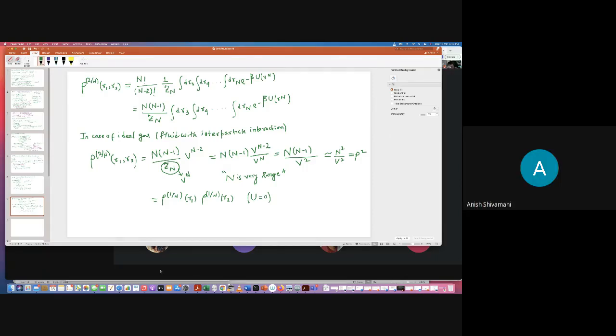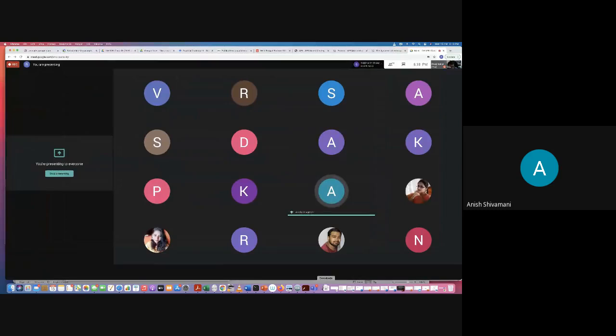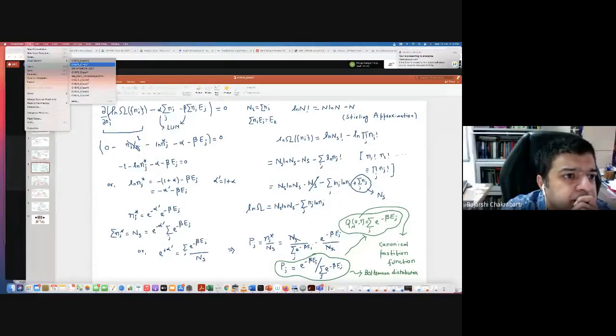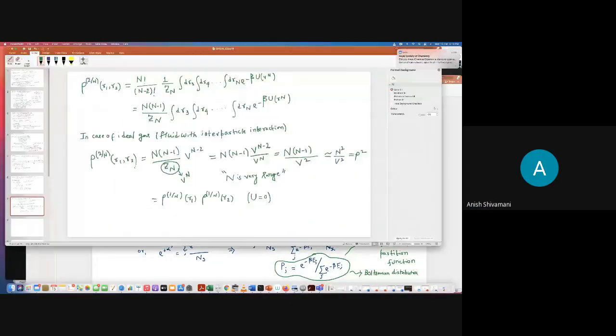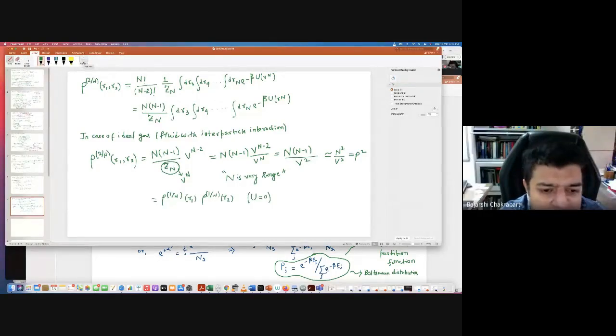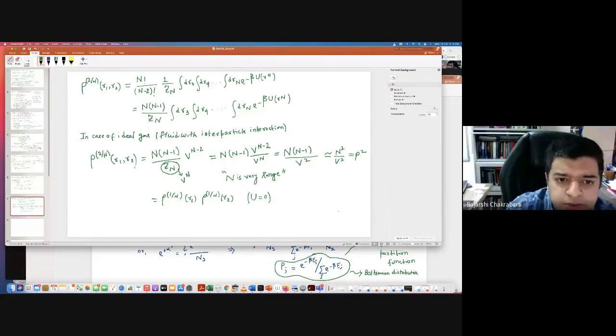Yes, sir. Also, it is supposed to be a fluid with no interparticle interaction. Yes. What are you saying? Tell me again, on the slide you were showing. No, I'm saying this is for no interaction, but now I'll go with interaction. This is for ideal gas, this part.